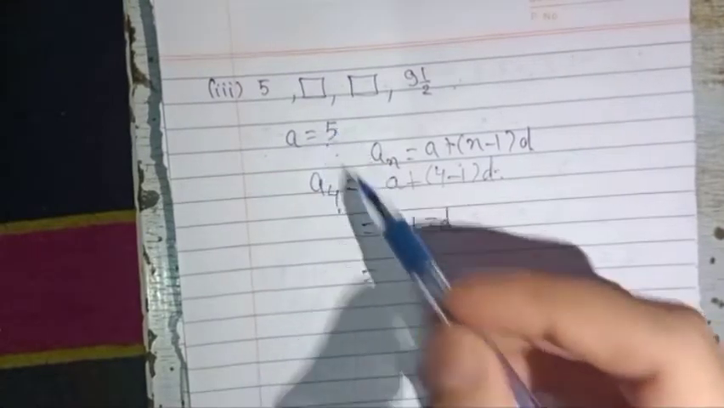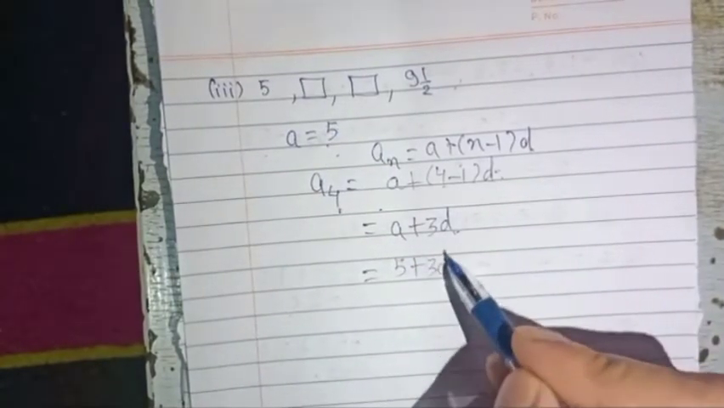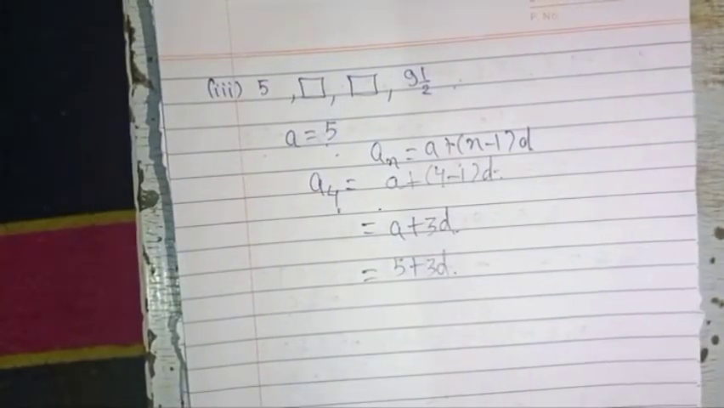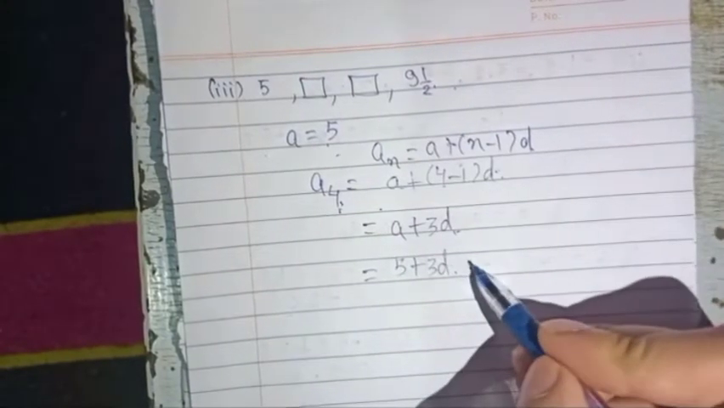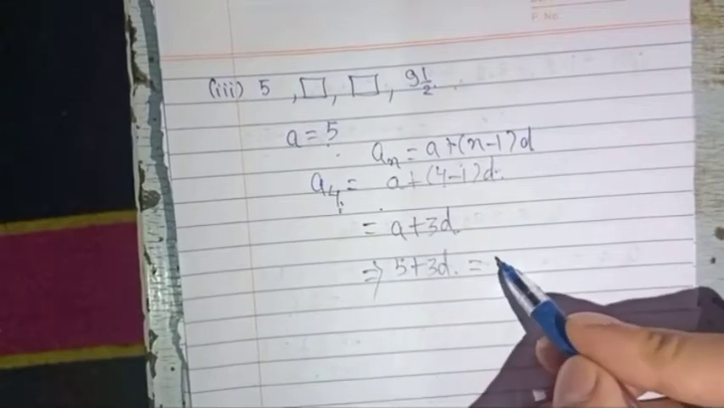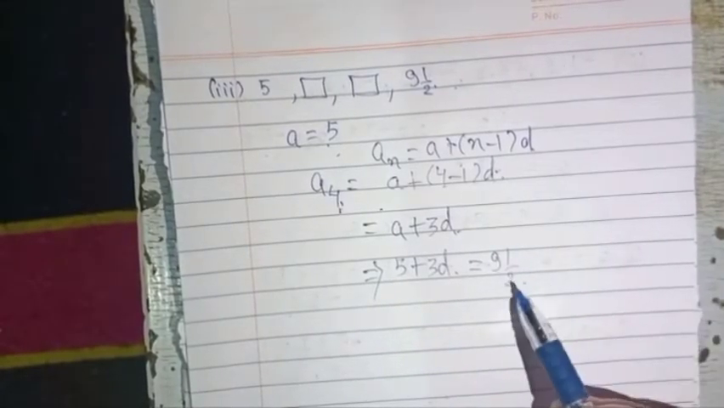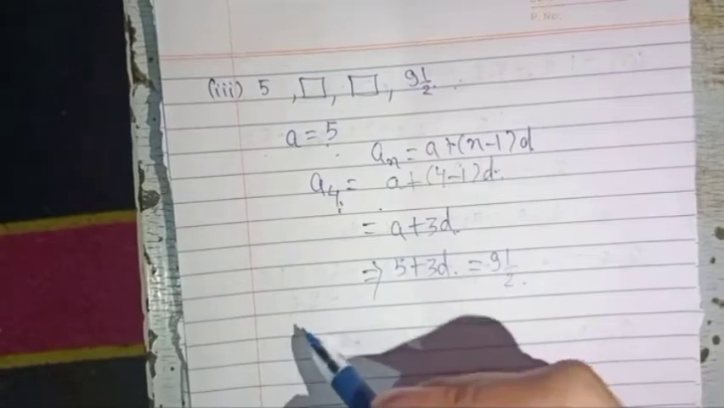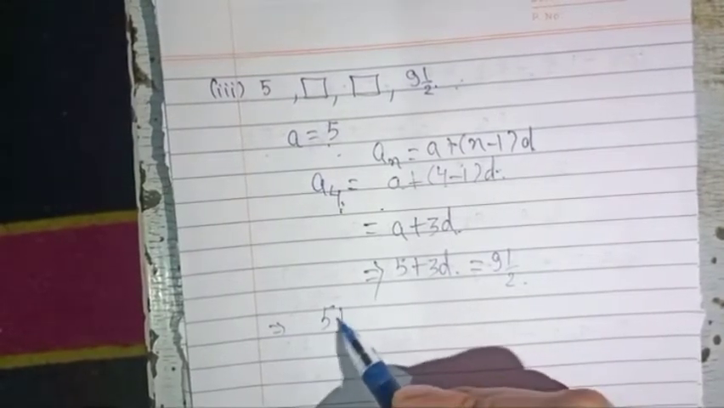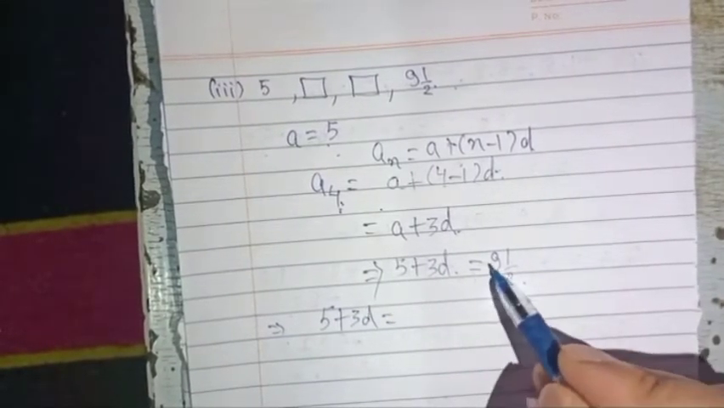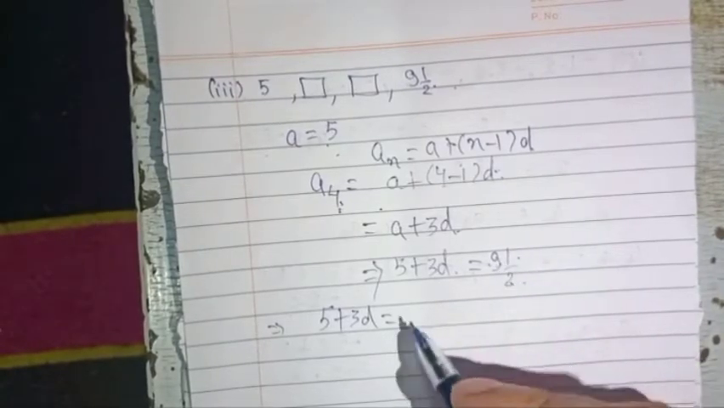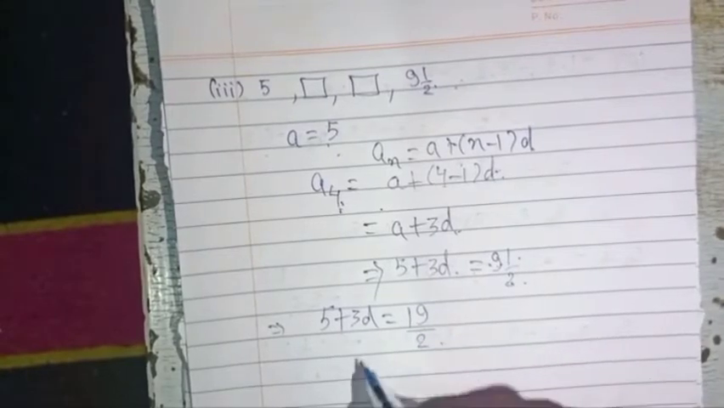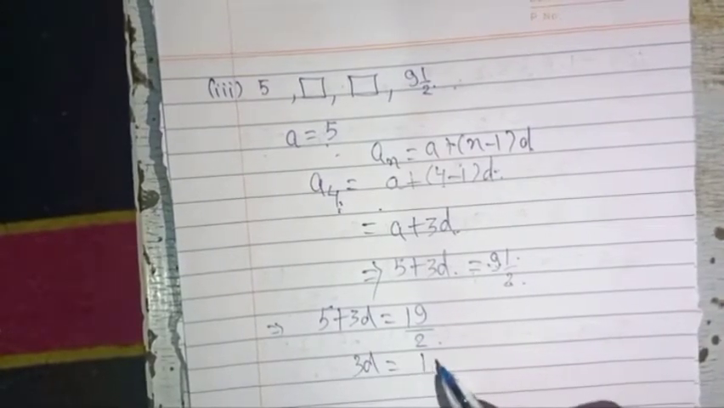Now the value of a is 5, so 5 plus 3d, and the fourth term is given to us as 9 whole 1 upon 2. So 5 plus 3d is equal to 9 whole 1 upon 2. Now we will solve this mixed fraction. So it will become 5 plus 3d is equal to 2 9s are 18 plus 1, 19, and 19 upon 2. So 3d will be equal to 19 upon 2 minus 5.